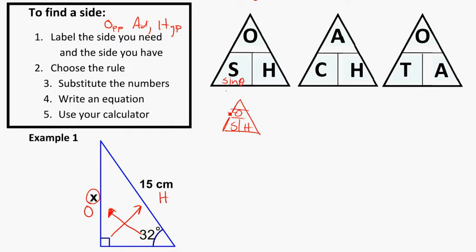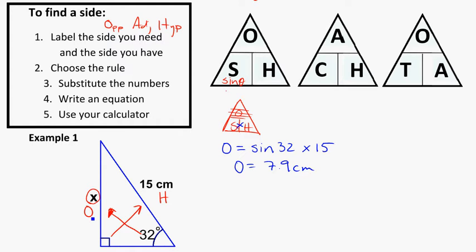And remember that when I'm using these triangles, I can times across the bottom. So what I'm saying here is that the opposite is equal to sin of the angle 32 times the hypotenuse, which is 15 centimeters. So I'm going to go sin 32 in my calculator times 15, and I will get 7.9 centimeters.